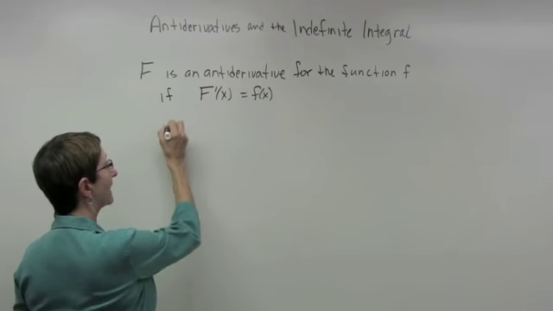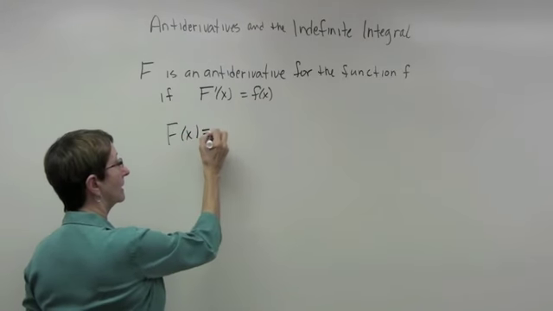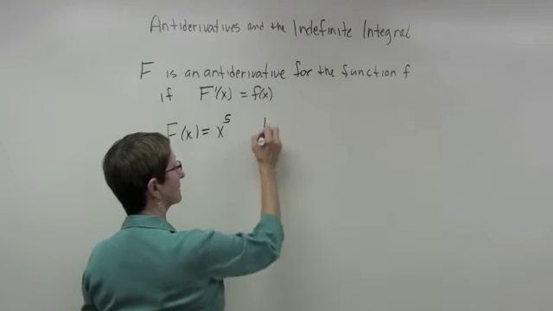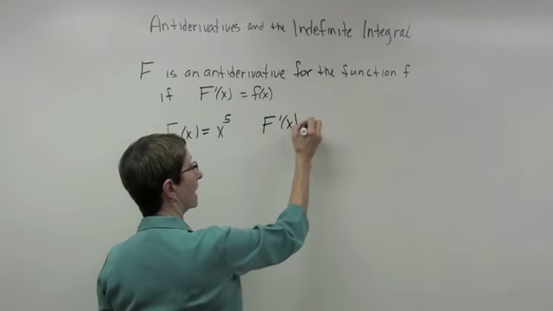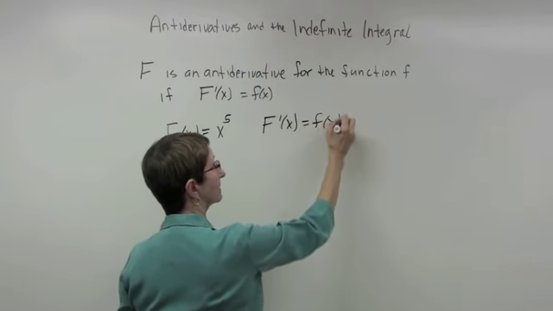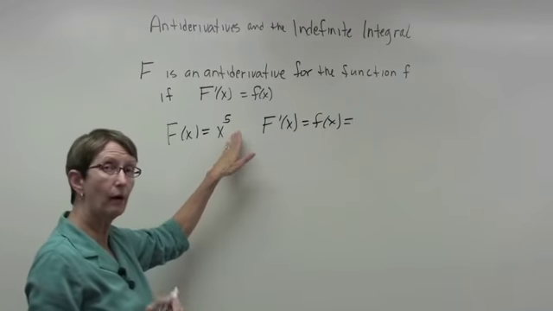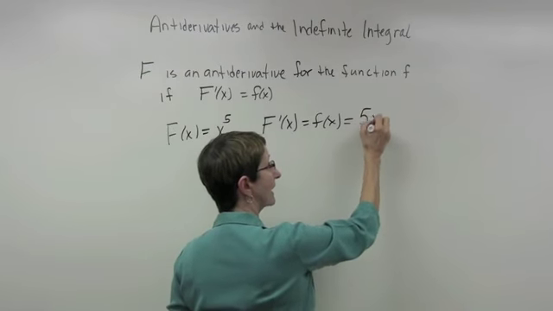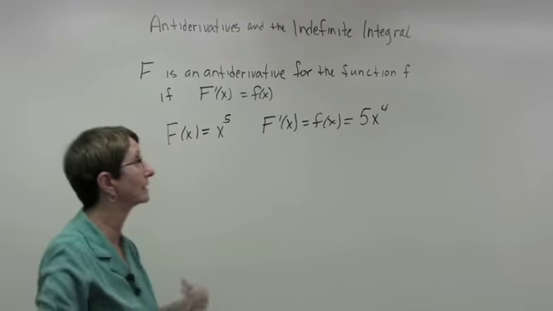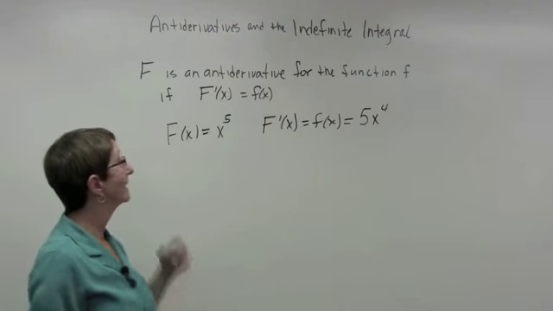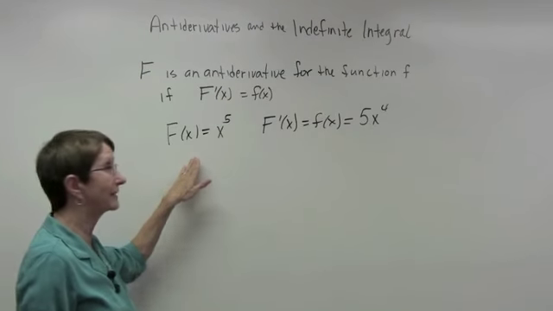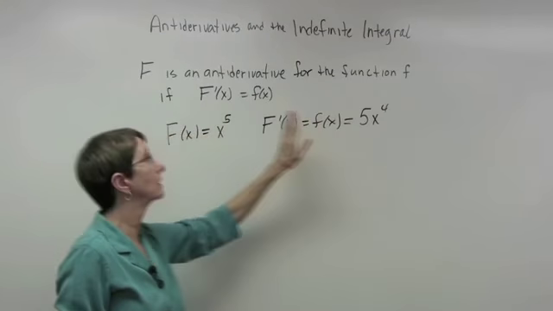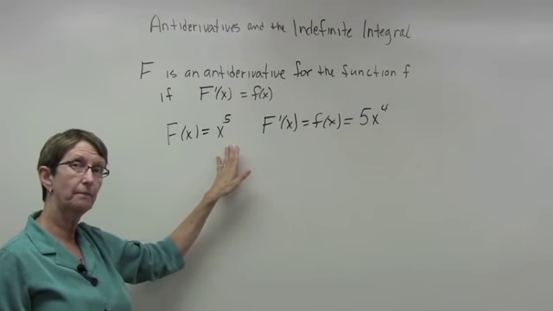Suppose we have capital F of x equal to x to the fifth. Well, if we take the derivative of this, capital F prime should equal little f of x. Using the power rule for derivatives, the 5 comes around front, times x, and you subtract 1 from the exponent, which gives you 5x to the fourth. So capital F, equal to x to the fifth, is an antiderivative of 5x to the fourth.